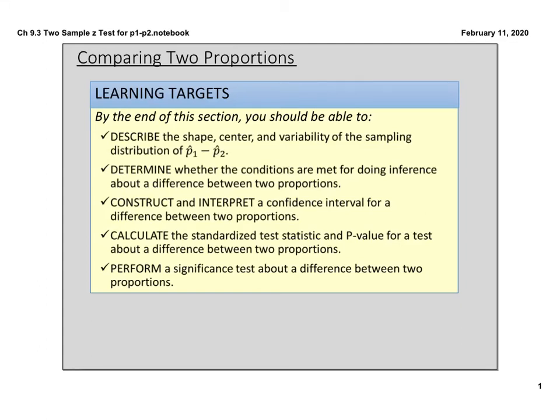Hey guys, it's Miss Johnson, and I'm here to bring you the second part of Chapter 9.3 notes today. We're going to finish out our conversation about doing a significance test for a difference in population proportions.